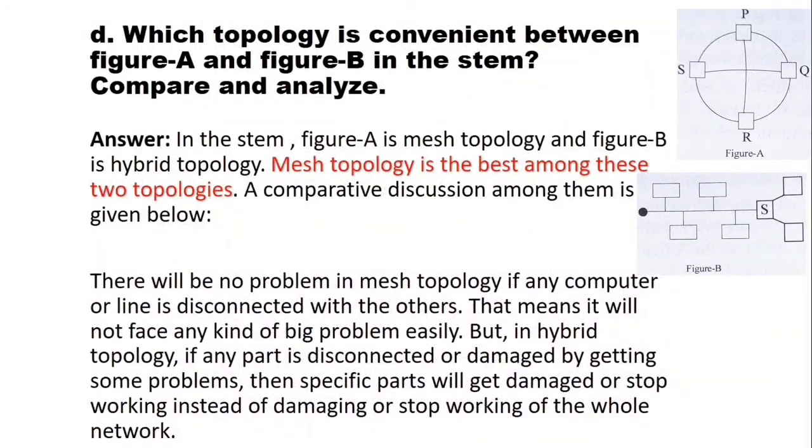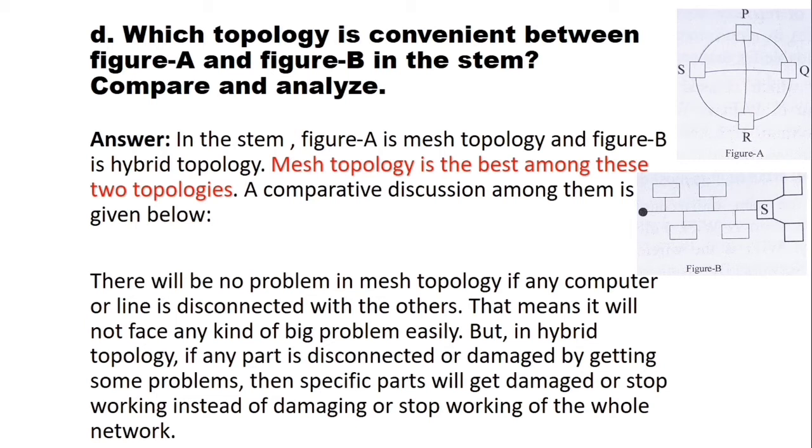So my dear students, let's see our last question. Which topology is inconvenient between figure A and figure B in the stem? We have to compare and analyze. So at first we have to identify figure A. You can see this one is mesh topology and figure B is hybrid topology. Okay, mesh topology is the best among these two topologies. A comparative discussion among them is given below it.